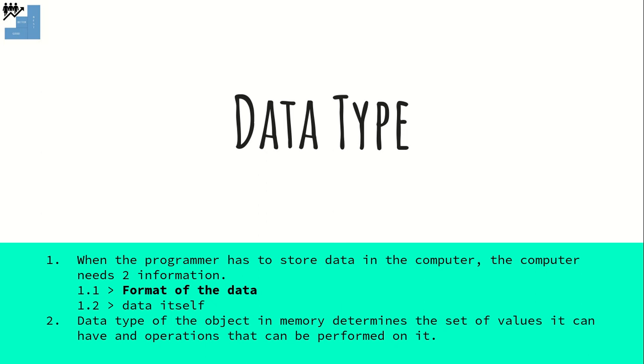What is data type? When the programmer has to store data in the computer, it needs two pieces of information. Firstly, the format of the data, how it is going to store the data, and the data itself, the value. The data type of the object in memory determines the set of values it can have and operations that can be performed on it.